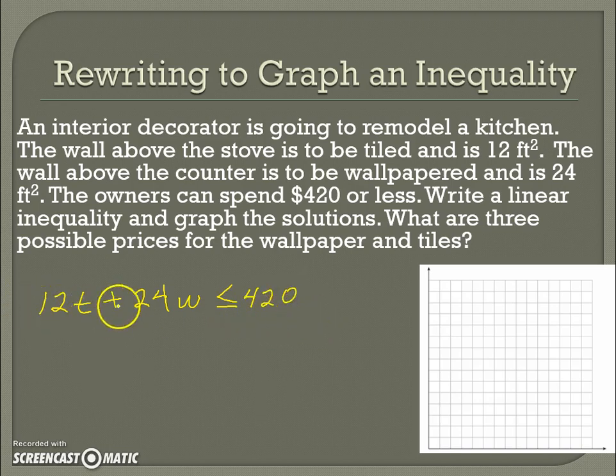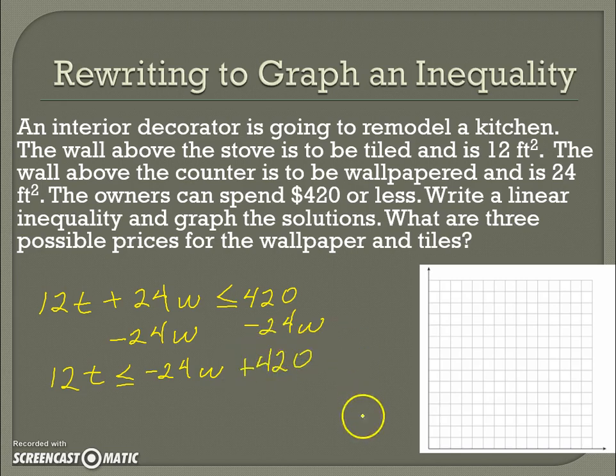Now, I'm not using x's and y's here, so it doesn't matter which one you use to isolate. I'll go ahead and just isolate this one because it's already by itself. But you could isolate the W, and you'd end up getting the same thing for solutions. So I'm going to isolate the T, subtract 24W from both sides, and I get 12T is less than or equal to negative 24W plus 420. I'm isolating this so that I can graph it. It's not the only way to graph, but it is a way to graph. Divide everything by 12.